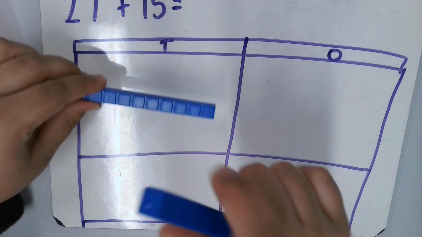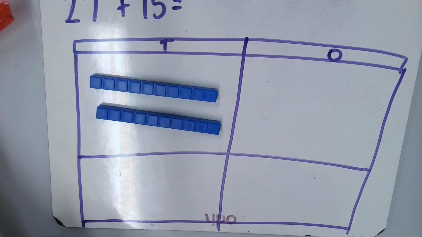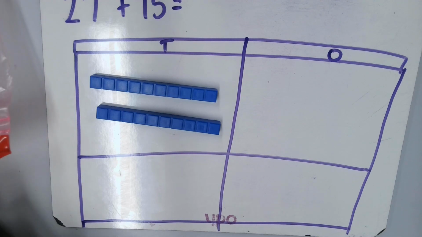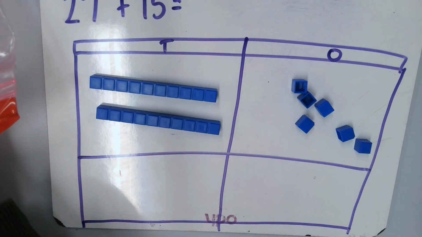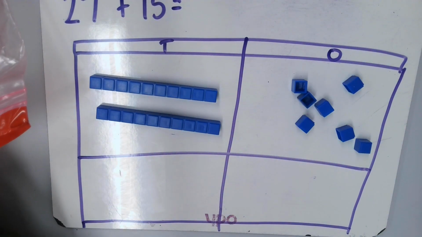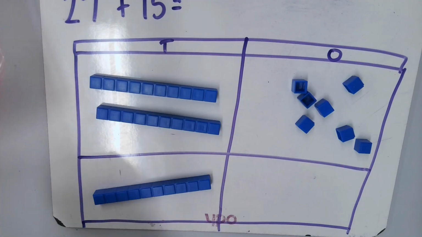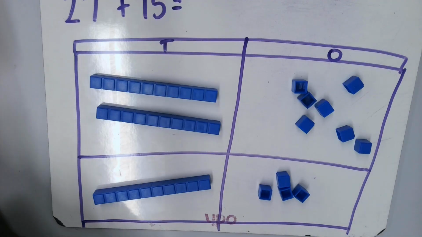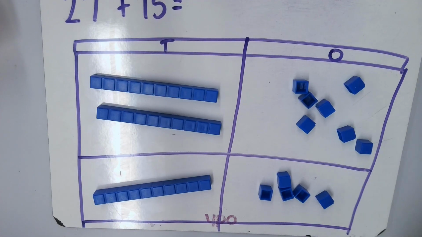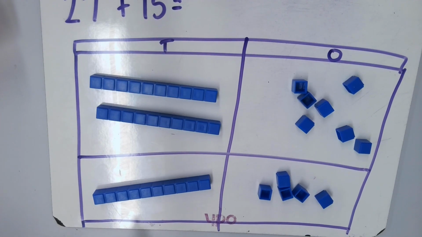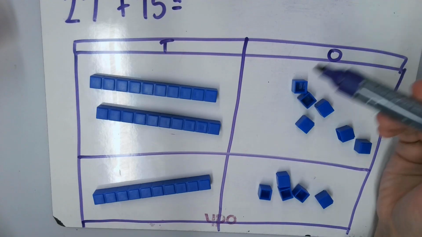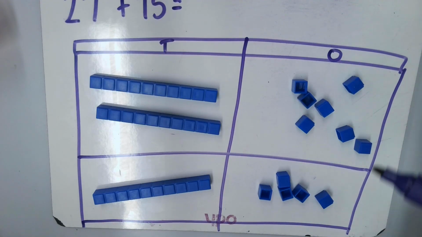So I've got 27, which has got two tens and 7 ones. 1, 2, 3, 4, 5, 6, and 7. Then I've got 15, which has got 1 ten and 5 ones. 2, 3, 4, and 5. Great. I've made my numbers just like I would if I were laying this out with my numbers and not using the Deans. But now I can work my way to work this out.